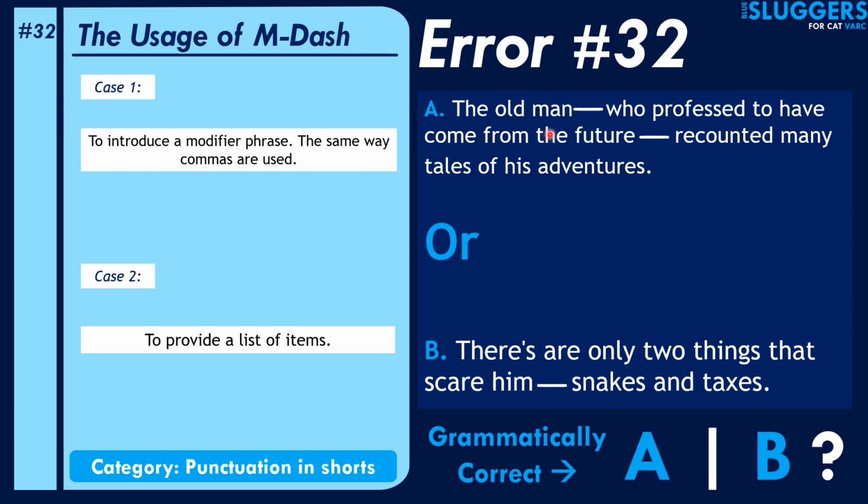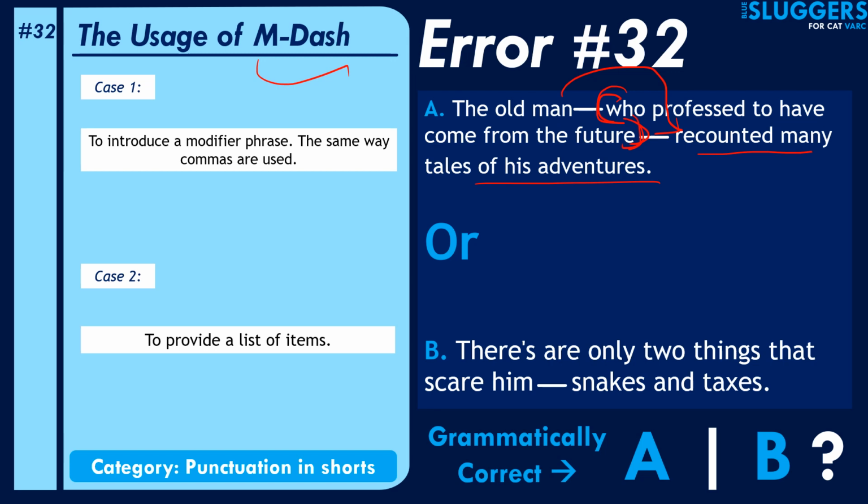So let's read the first sentence. It says that the old man who professed to have come from the future, so this part here provides just some extra information, who professed to have come from the future, and then the sentence follows the way it was going. The old man, on the side, who professed to have come from the future, this old man recounted many tales of his adventures. So that's how it goes. This is one of the cases where your M dash can be used. There's nothing wrong with this. It's just kind of a stronger substitute for a comma.